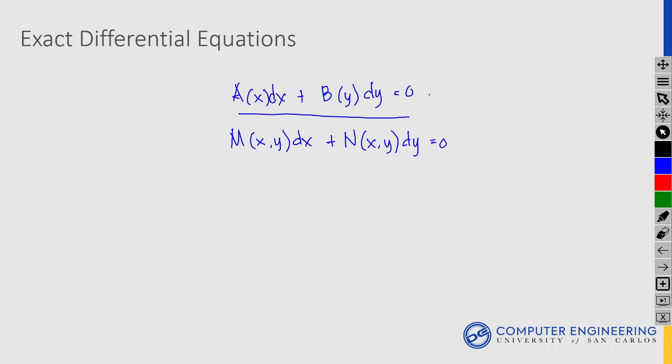So we started off simple by assuming that the coefficients of the dy terms, derivative terms, are of just one singular variable. But the more common ones actually are functions or coefficients, polynomial functions of x and y. We do not yet have a technique for solving this one. So exact differential equations will try to give us a solution for these types of equations.